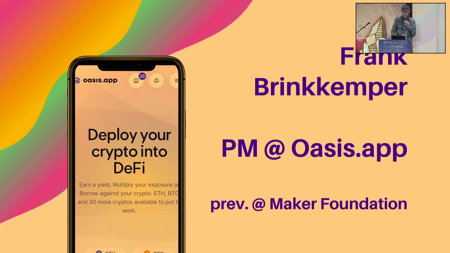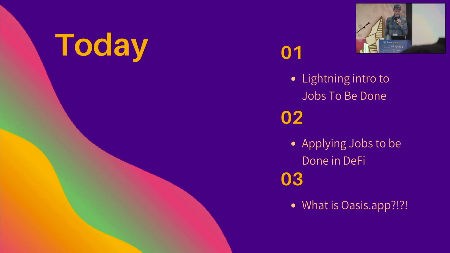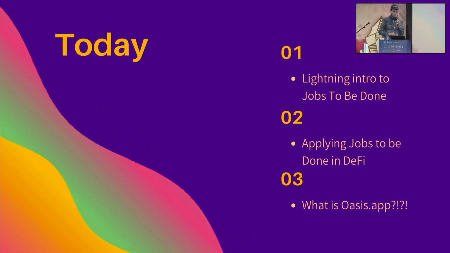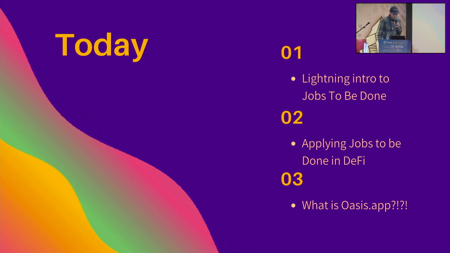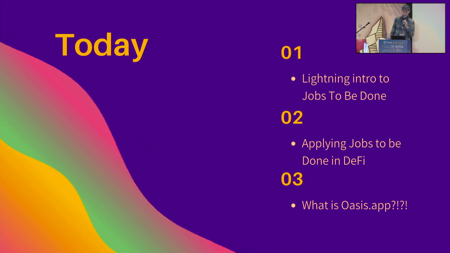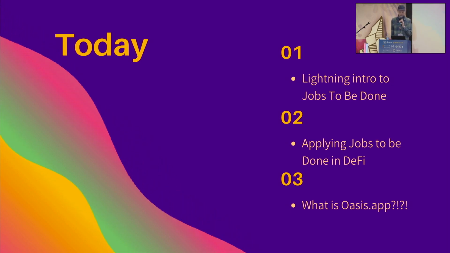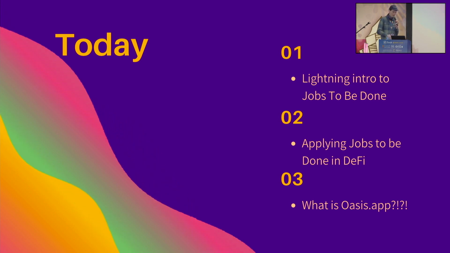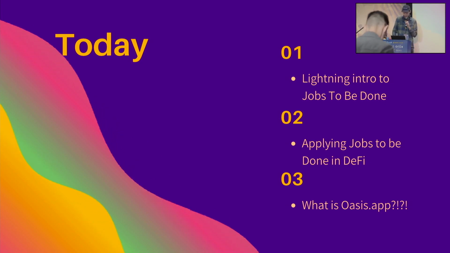So yeah, that's Oasis. But what am I going to talk about today? I'll start with a quick lightning intro to the jobs to be done framework. Then I'll talk about how to apply this jobs to be done framework in DeFi and how to therefore set up users for the next bull run. And then how we're applying that within Oasis.app itself.